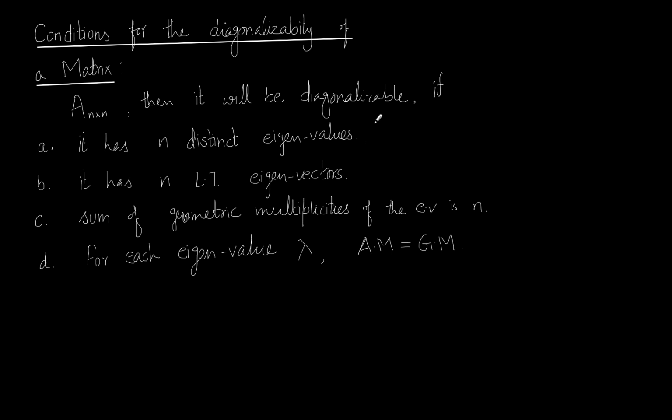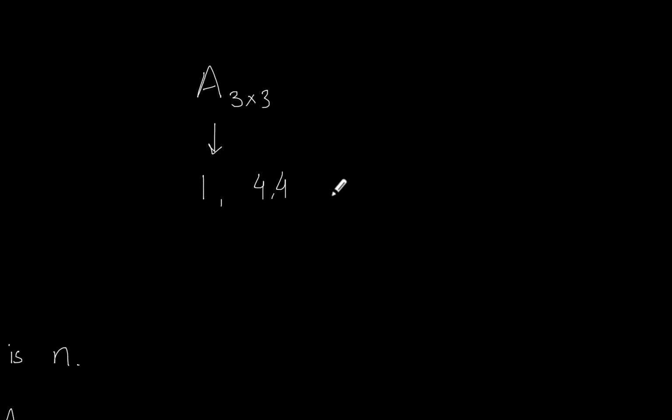So for example, you can see here that if you have n distinct eigenvalues, then it will have n linearly independent eigenvectors. Somehow, suppose you have a square matrix A of order 3. Suppose it has two eigenvalues, 1 and 4, with 4 repeated 2 times. That means the algebraic multiplicity of 4 is 2.